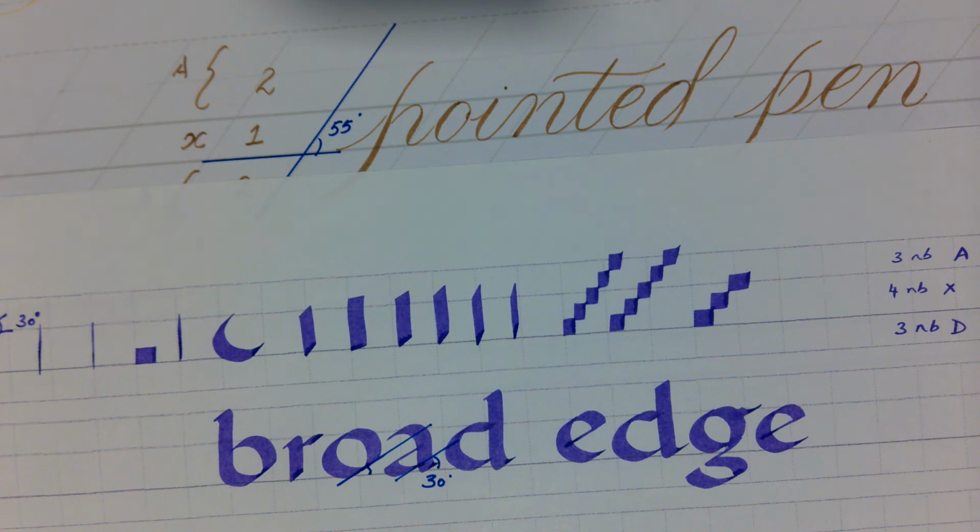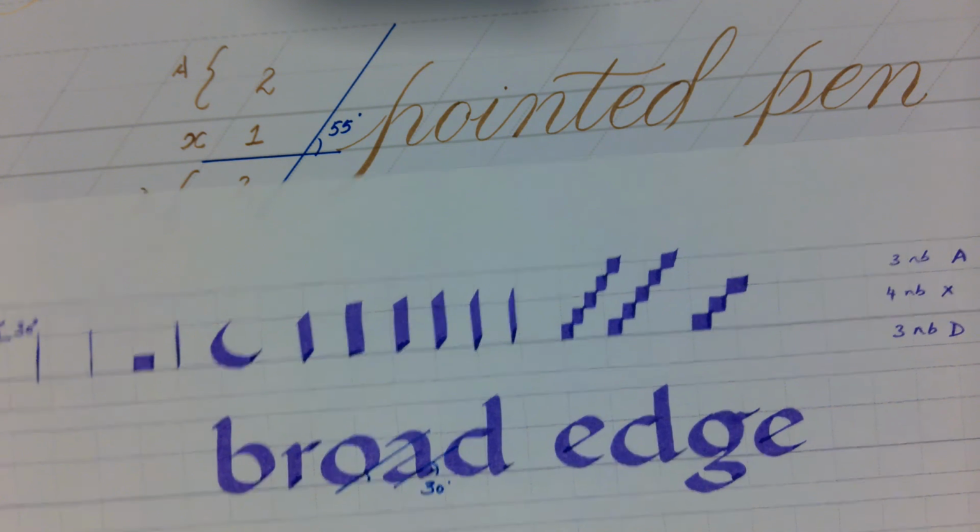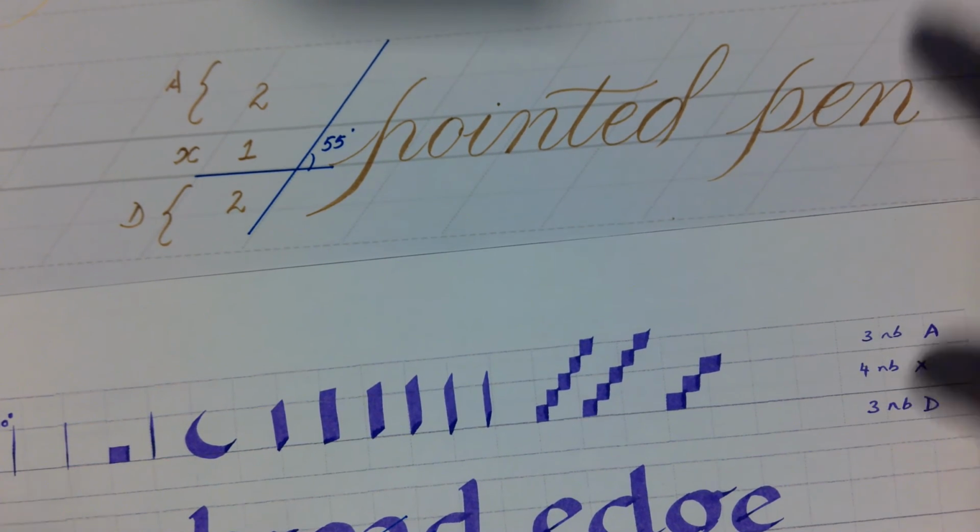And the last difference is the concept of cursive. There's no concept of cursive in a broad edge style. That's typically a print letter style. But in pointed pen calligraphy, you can connect the letters and write in a cursive format.